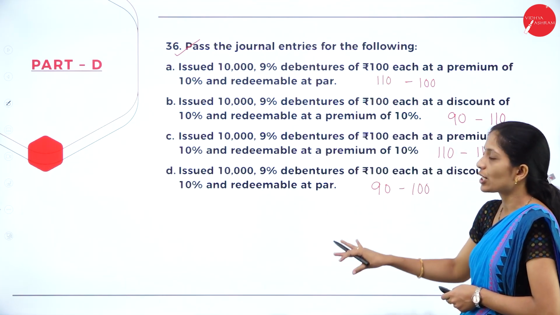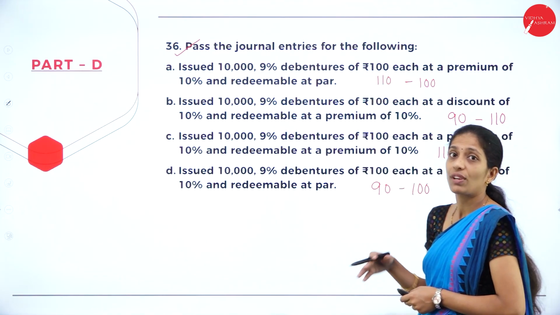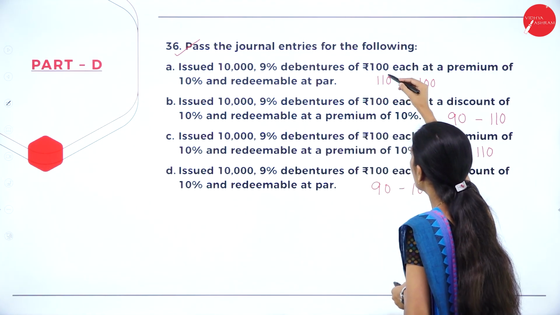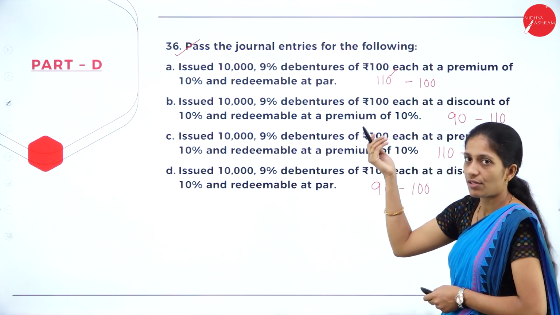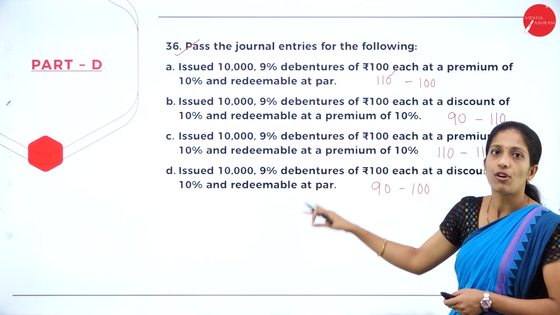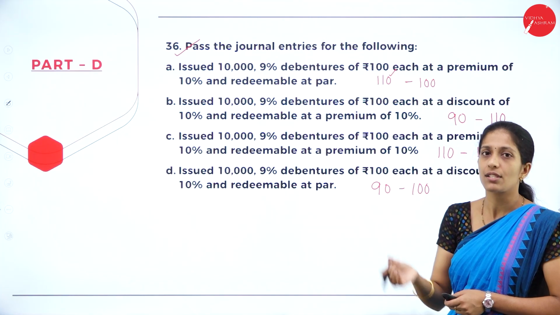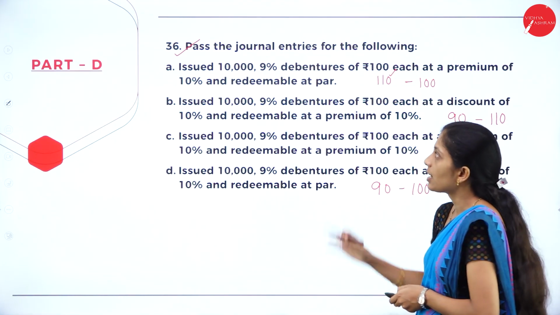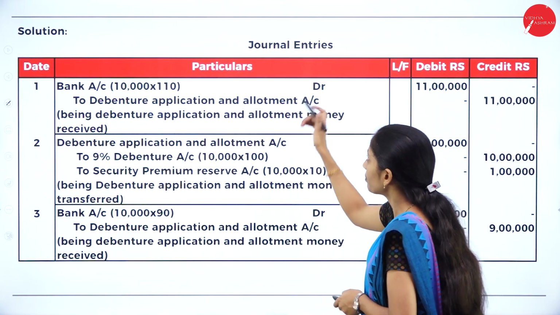So, these are the 4 situations. Under each situation, we have 2 entries. First entry will be the issue entry, next entry will be transfer. Like that, for 4 situations, we have to record 2 entries each. So, there are 8 entries. For 8 entries, it carries 12 marks. Now, we shall see the solution here.